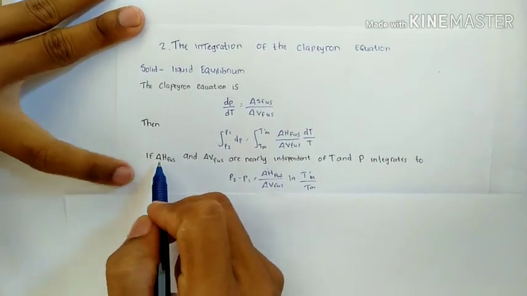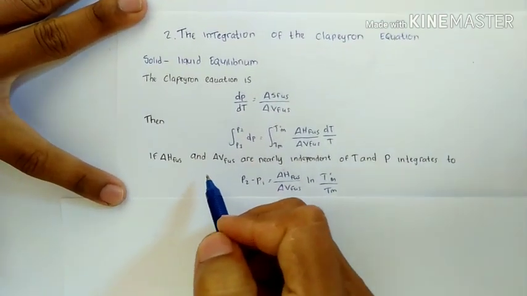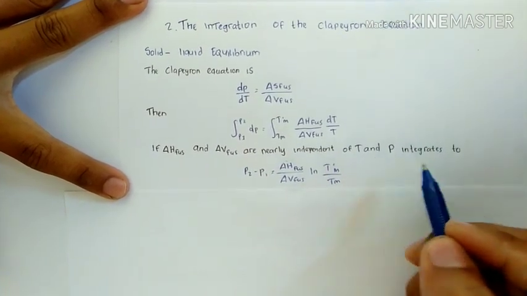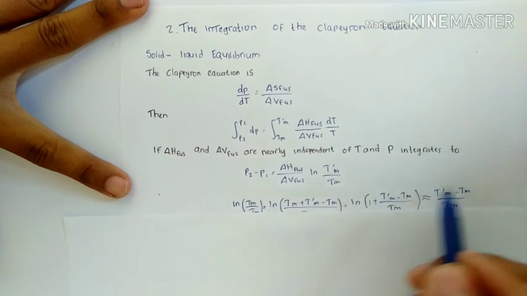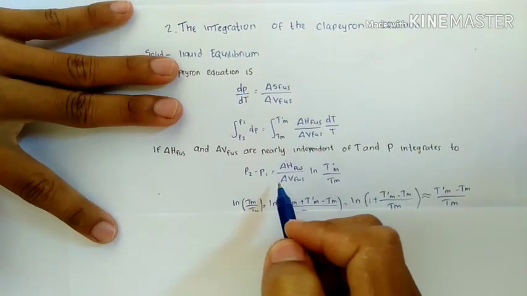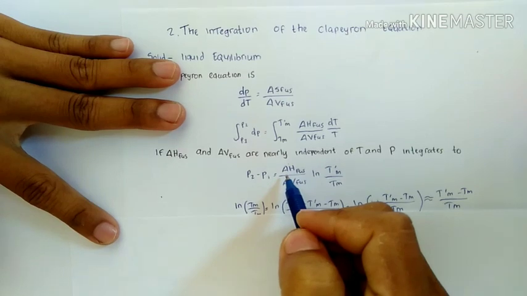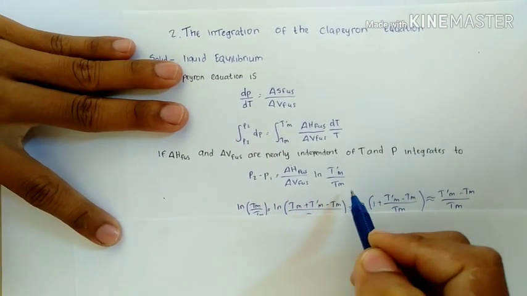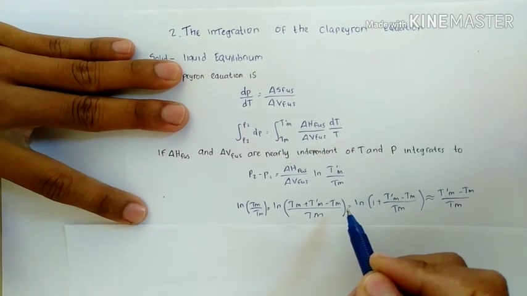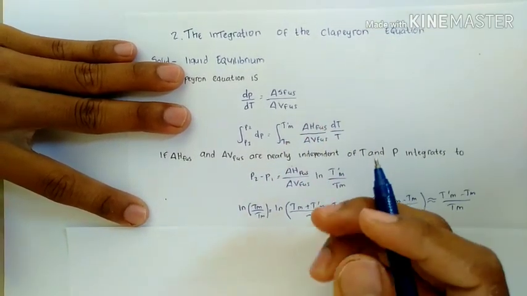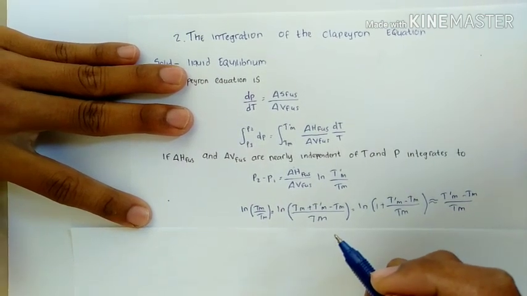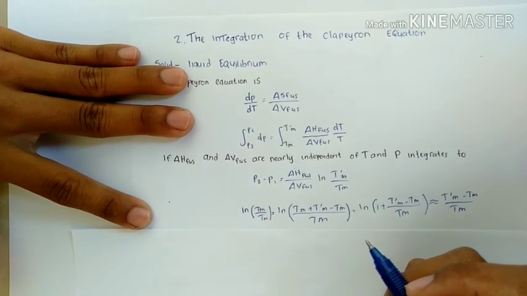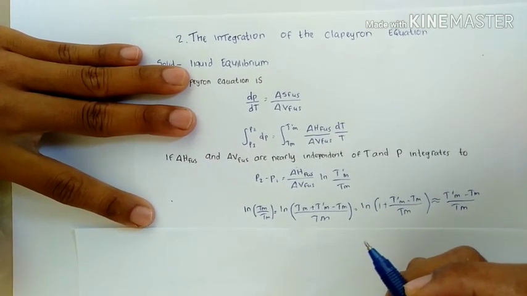If delta H and delta V are nearly independent of T and P, this integrates to P2 minus P1 equals delta H divided by delta V times ln of T divided by Tm, where T is the melting point under P2 and Tm is the melting point under P1, since T minus Tm is usually quite small.